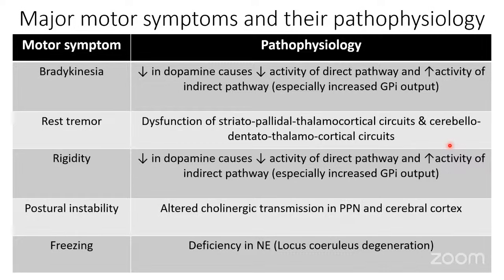And then coming to freezing, it is due to deficiency of noradrenaline in the locus ceruleus. So due to locus ceruleus degeneration, it leads to deficiency of noradrenaline and it leads to freezing in patients of Parkinson disease. Next.